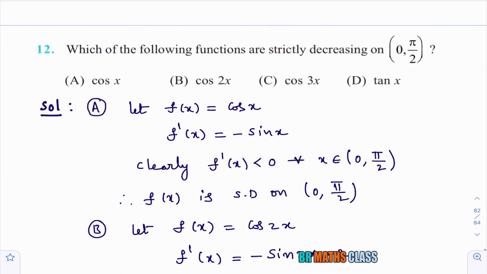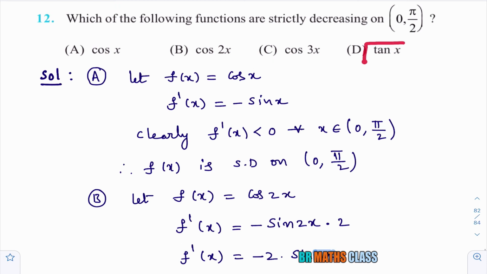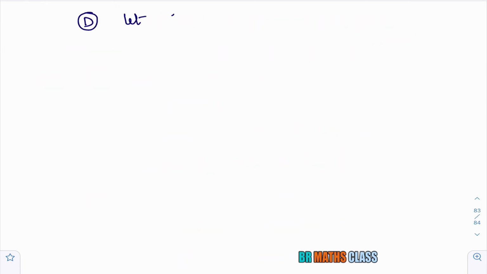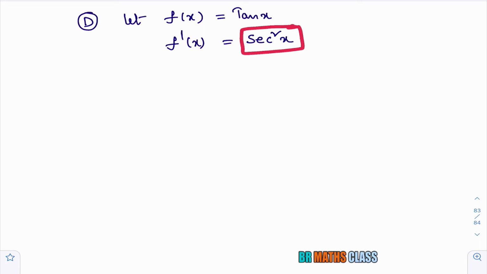Now, I need to check this fourth function. This function is strictly decreasing or not in this interval. First, you take a given function as f of x. Given function is tan x. I consider that tan x as f of x. You differentiate this, f dash of x equal to derivative of tan x is what? Derivative of tan x is secant square x. We need to check that its derivative is less than 0 or greater than 0 when x belongs to open interval 0, pi by 2.